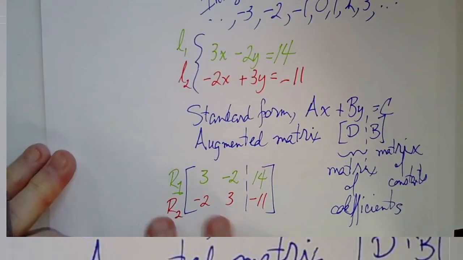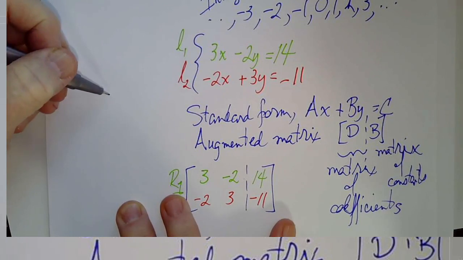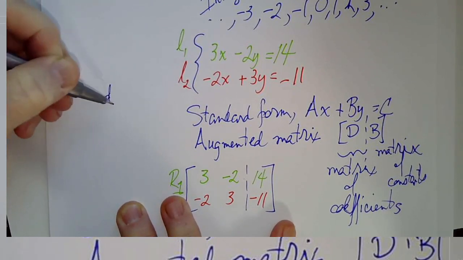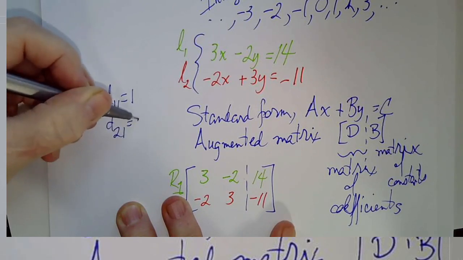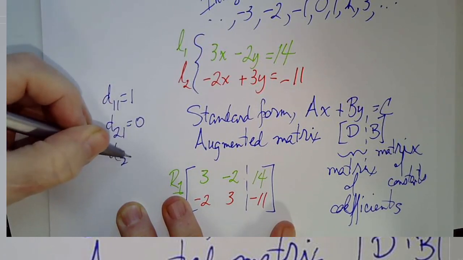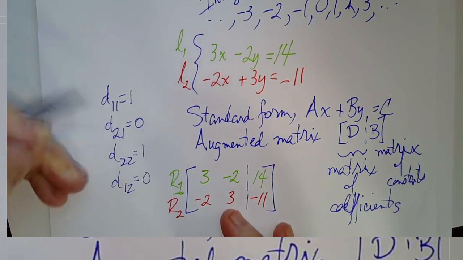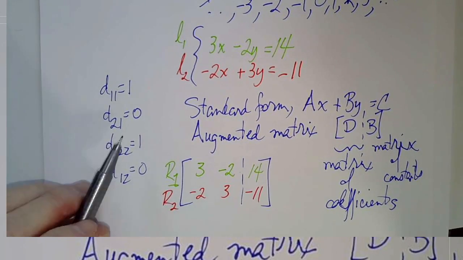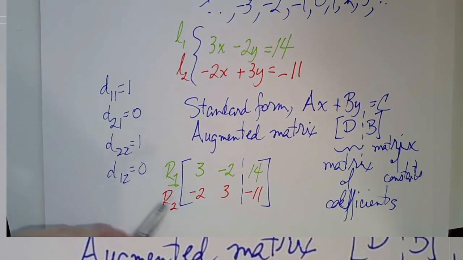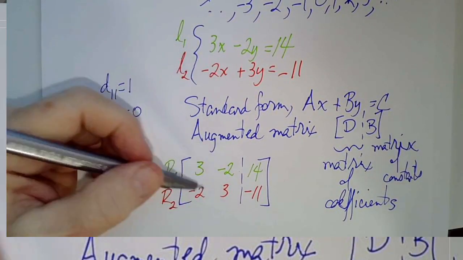And we have a very regimented set of instructions. We have to get D11 equals 1, D21 equals 0, D22 equals 1, D12 equals 0. So we're going first row, first column, second row, first column, second row, second column, and first row, second column. So we're going this way.